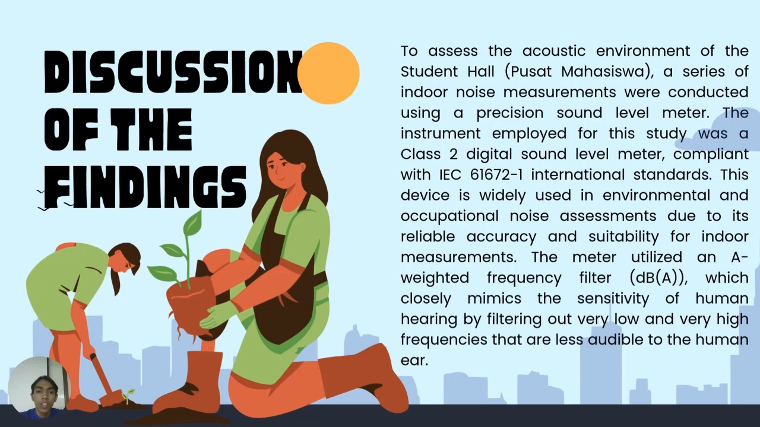So the discussion of findings is about assessing the acoustic environment of the student hall, which is Pusat Mahasiswa. A series of indoor noise measurements were conducted using a precision sound level meter. The instrument employed for the study was a Class 2 digital sound level meter compliant with IEC 61672-1 international standards. This device is widely used in environmental and occupational noise assessment due to its reliable accuracy and suitability for indoor measurement. The meter utilizes an A-weighting frequency filter, which is dBA, which closely mimics the sensitivity of human hearing by filtering out very low and very high frequencies that are less audible to the human ear.